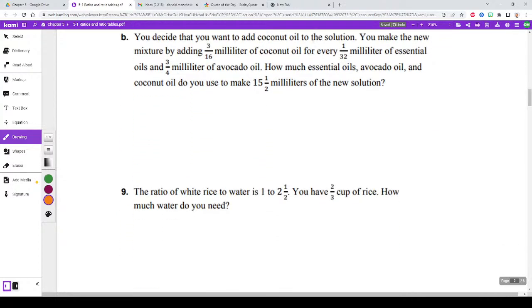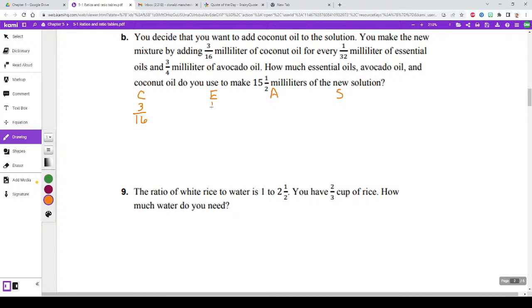You decide that you want to add coconut oil to the solution. You make a new mixture by adding 3/16 milliliter of coconut oil for every 1/32 milliliter of essential oil and 3/4. Okay, so we're now doing coconut, essential, and avocado. And we want to make a final solution of 15.5 milliliters. So final solution there.